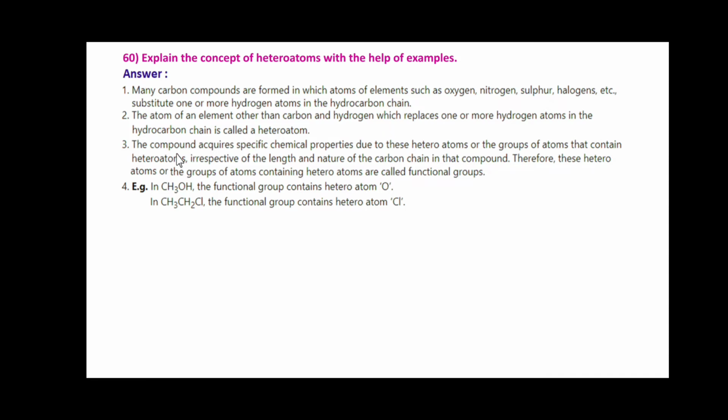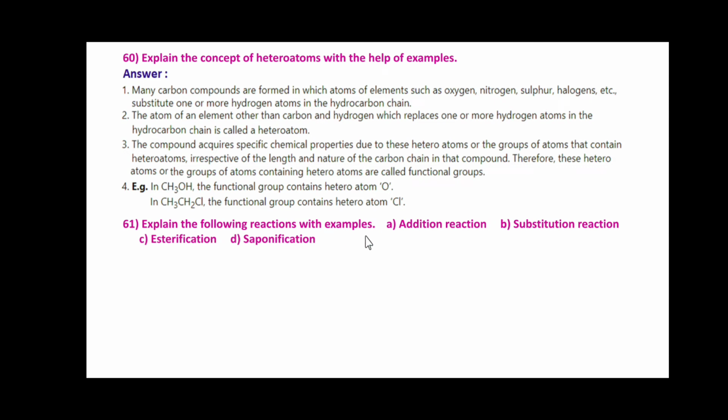chain is called a heteroatom. The compound acquires specific chemical properties due to these heteroatoms or the group of atoms that contain heteroatoms, irrespective of the length and nature of the carbon chain in that compound. Therefore, these heteroatoms or the groups of atoms containing heteroatoms are called functional groups. For example, in CH3OH, the functional group contains the heteroatom O. In CH3CH2Cl, the functional group contains the heteroatom chlorine.